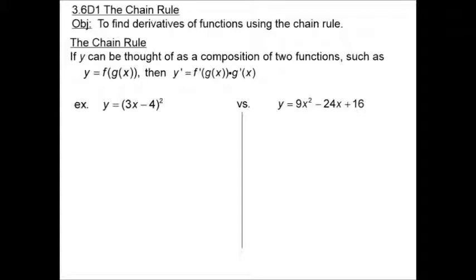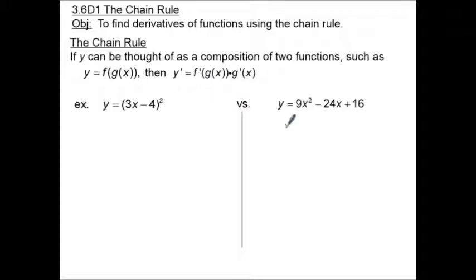Alright, we're going to be finding derivatives of functions using what's called the chain rule, and here it is. Basically, if some function y can be thought of as a composition of two other functions, in my specific example, f of x and g of x, then the derivative of that function y is going to be the derivative of the first function f with the other function still inside of it, times the derivative of the kind of inside function. Now maybe that doesn't make a lot of sense, but hopefully a couple examples will get you there.